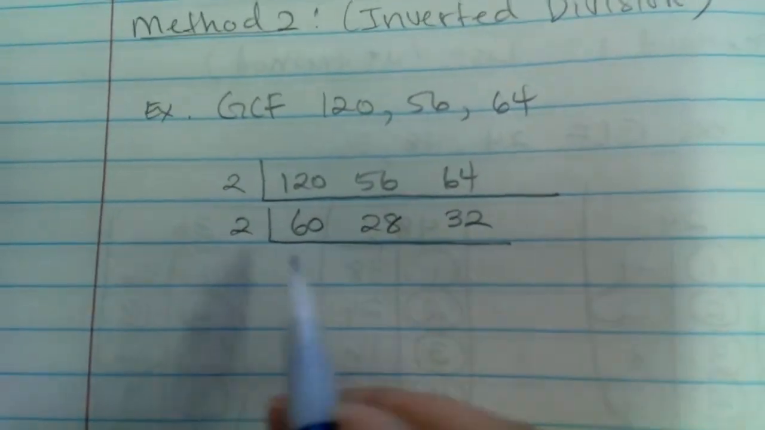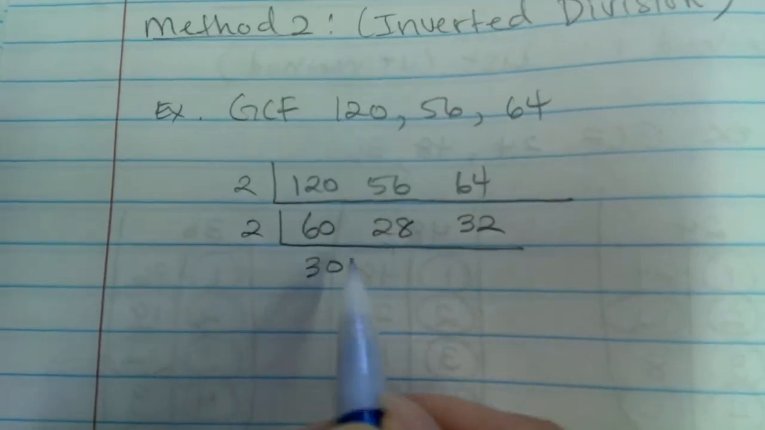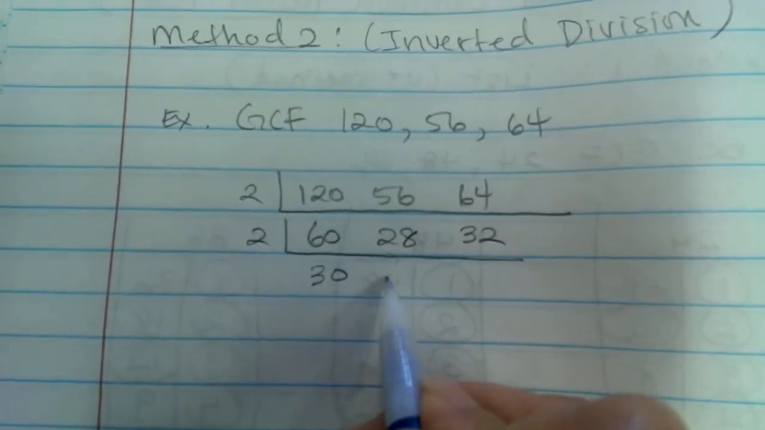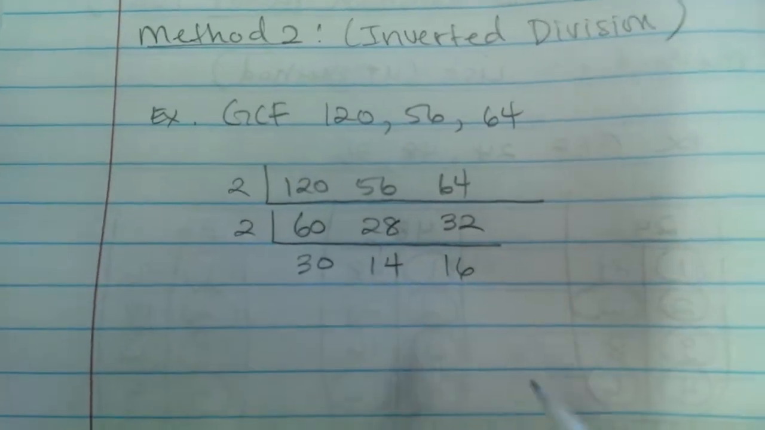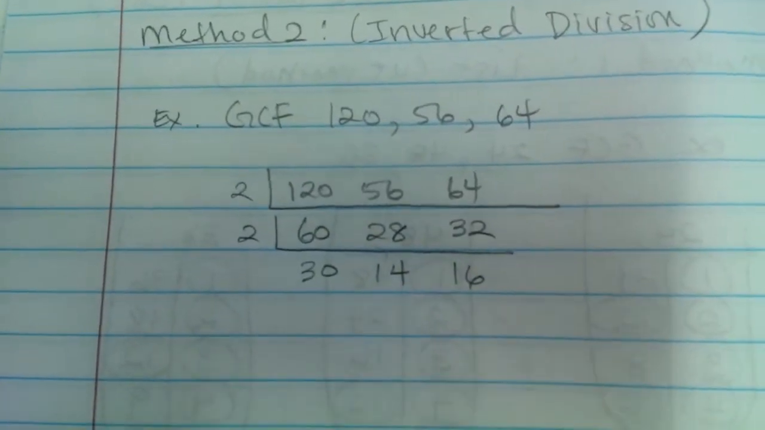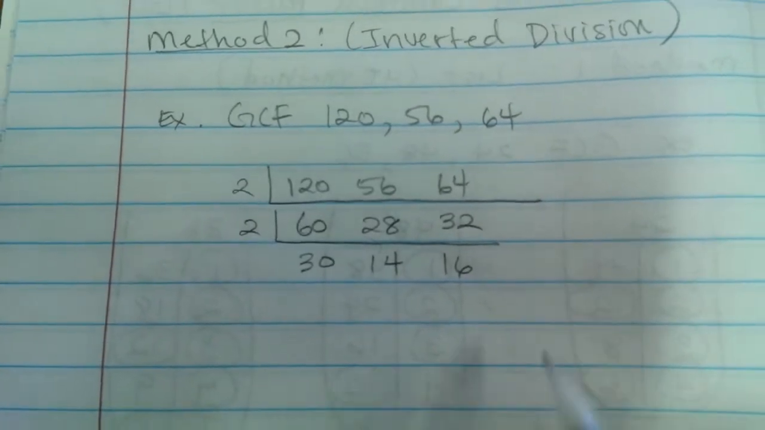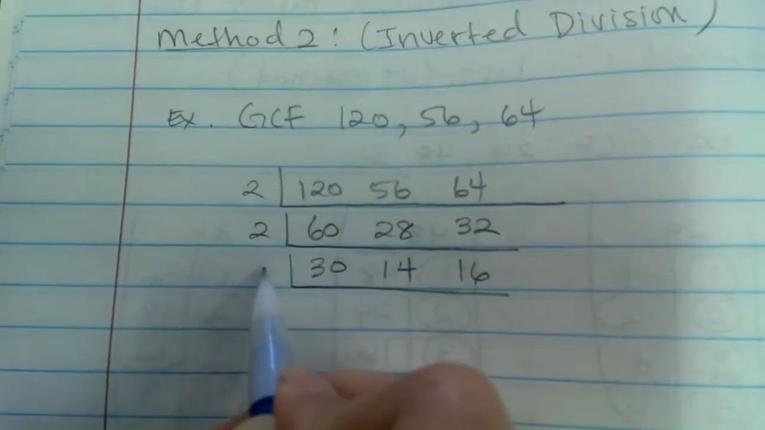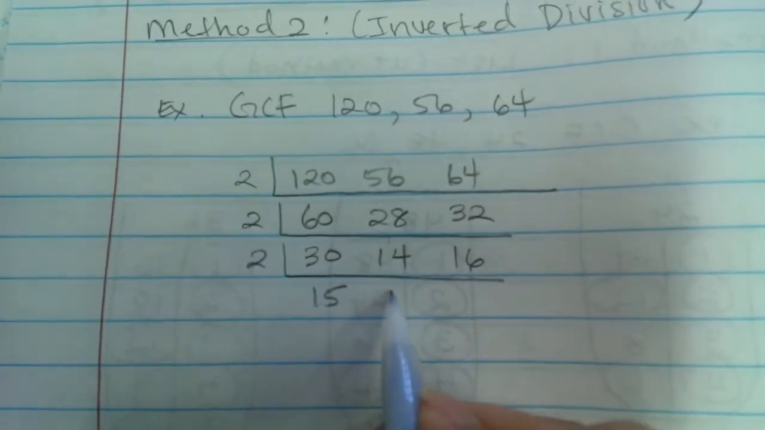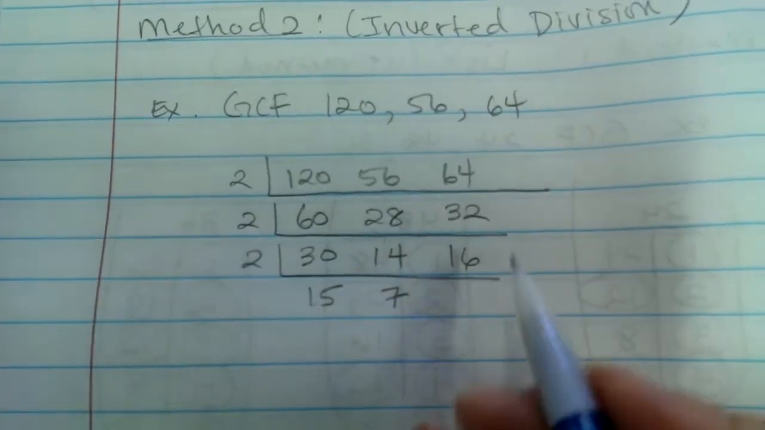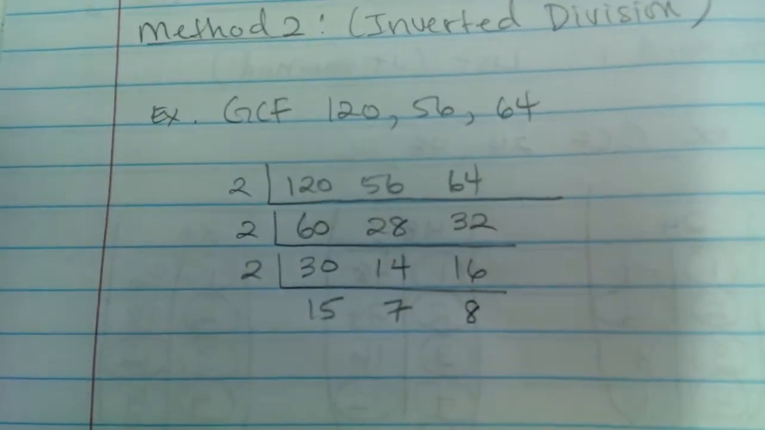I'll just do 2. 2 goes into 60, 30 times. 2 goes into 28, 14 times. And 2 goes into 32, 16 times. Can we keep dividing? Is there another number that goes into 30, 14, and 16? Yes, there is. You can do 2 again. 2 goes into 30, 15 times. 2 goes into 14, 7 times. And 2 goes into 16, 8 times.